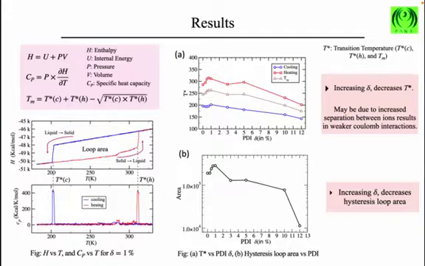This may be due to the increase in separation between ions, which results from the increase in the polydispersity index, resulting in weaker Coulombic interaction, and hence the transition temperature decreases. Similarly, the hysteresis loop area also decreases on increasing our polydispersity index.